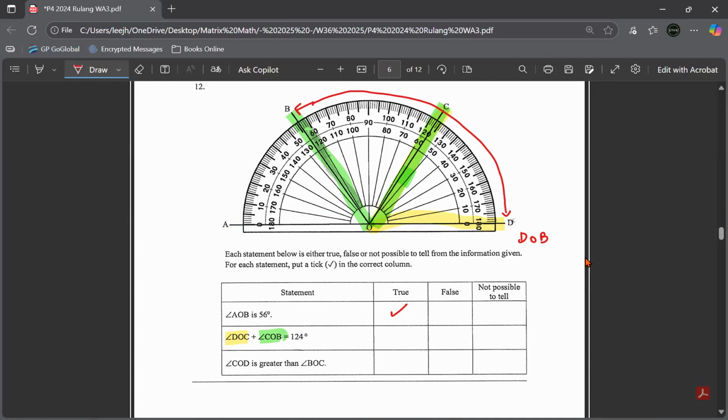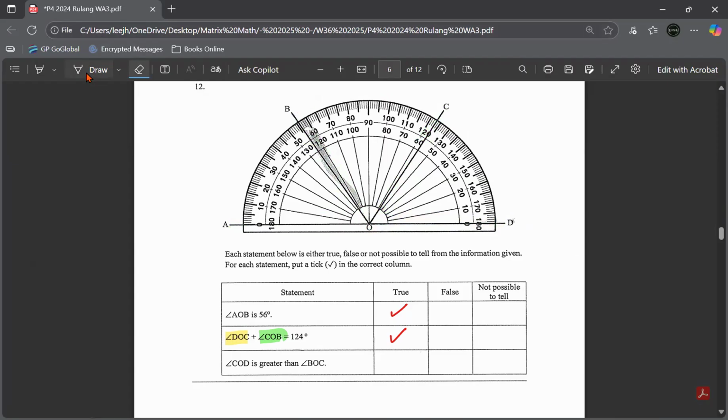Okay, so DOB. This is 0, which means I'm looking at the inner scale. I'm going to read all the way up to here. Is this 124? This is 120, so 121, 122, 123, 124. Yes, it's 124 degrees. So this is true as well. Let me erase all this because there will be another question.